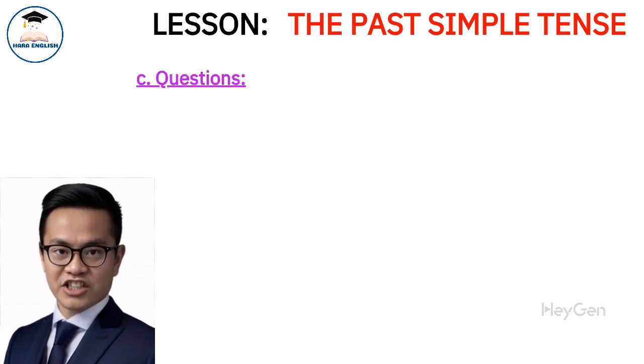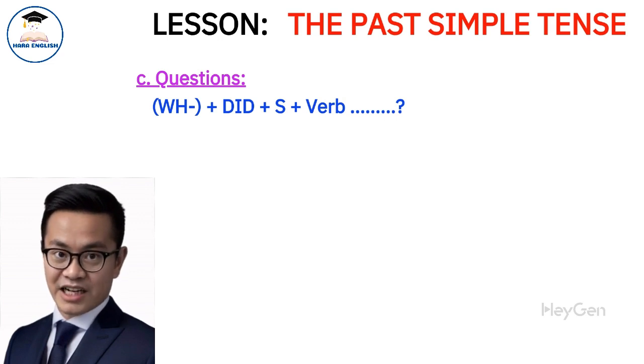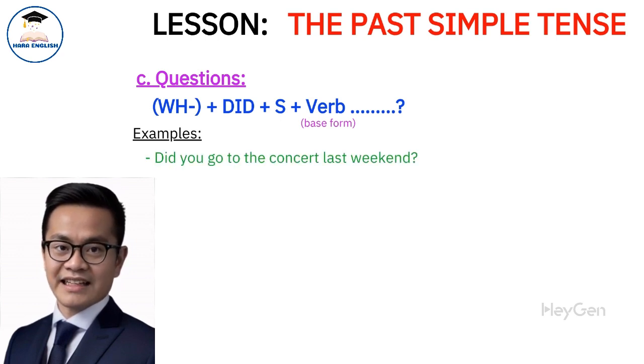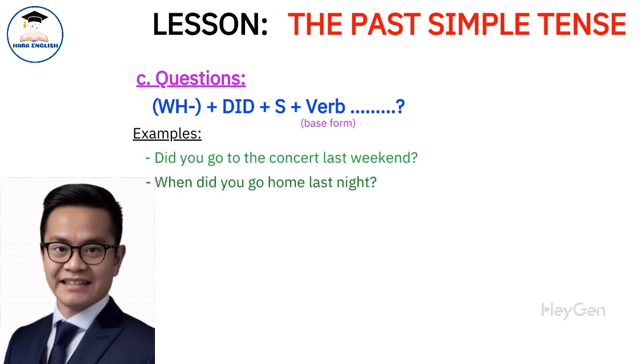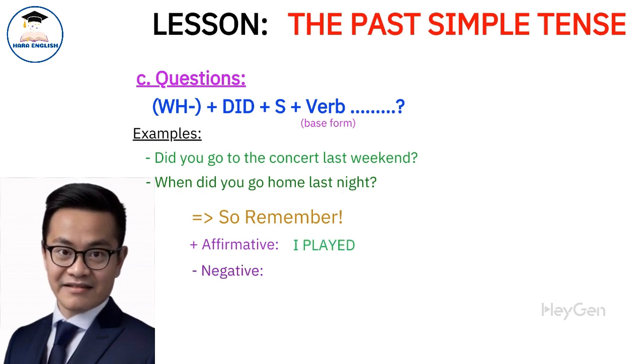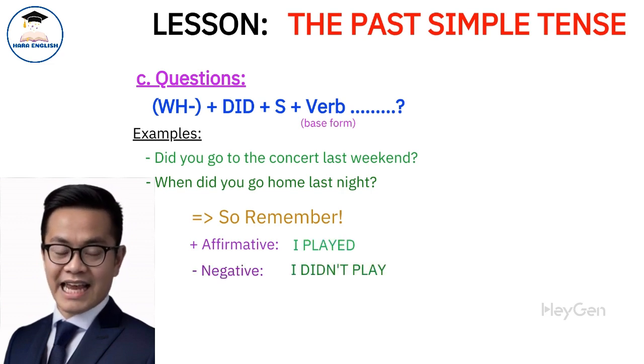Now let's talk about questions. In the past simple, we start with did, then the subject, and then the base form of the verb. Let's see the examples. Did you go to the concert last weekend? Or when did you go home last night? All right. Let me help you review three forms of the past simple tense. Affirmative, I played. Negative, I didn't play. And question, did you play?